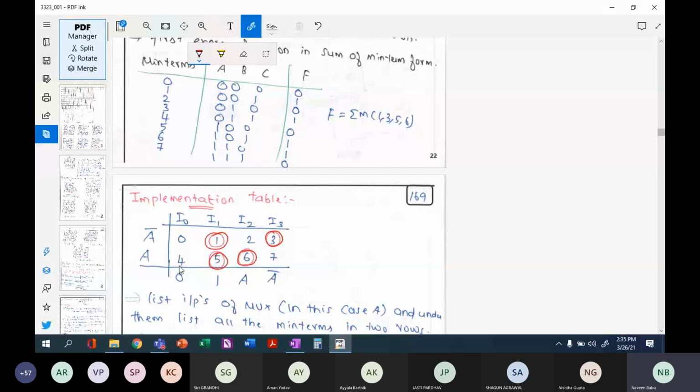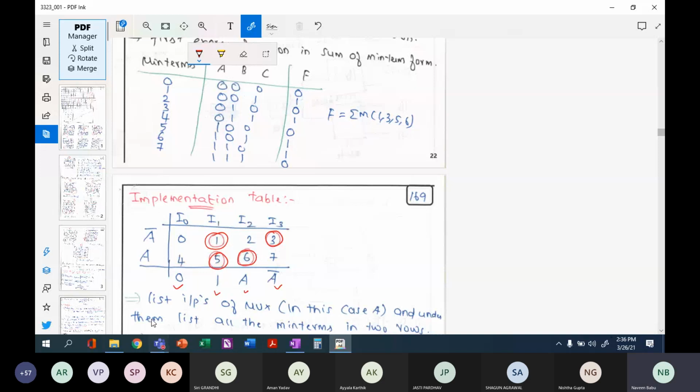Now across a column, if you don't find any circle, put 0. Across a column, if you find two circles, or if all the circles are filled, you put 1 here. If there is only one circle, look at the corresponding A value. If it is on the A row, then write A. If the circle corresponds to the A bar row, then write A bar. Is there any doubt till this?